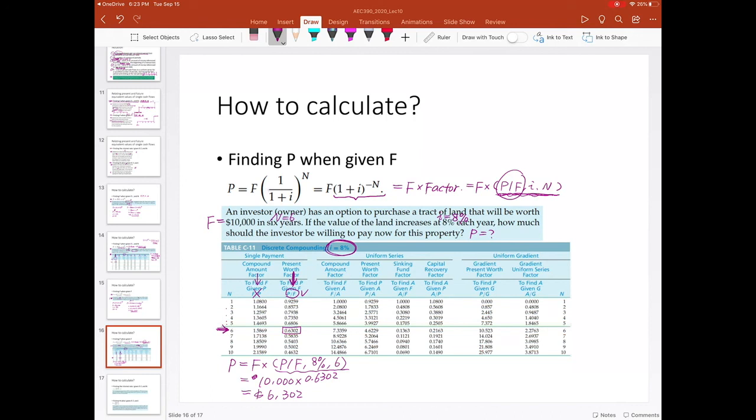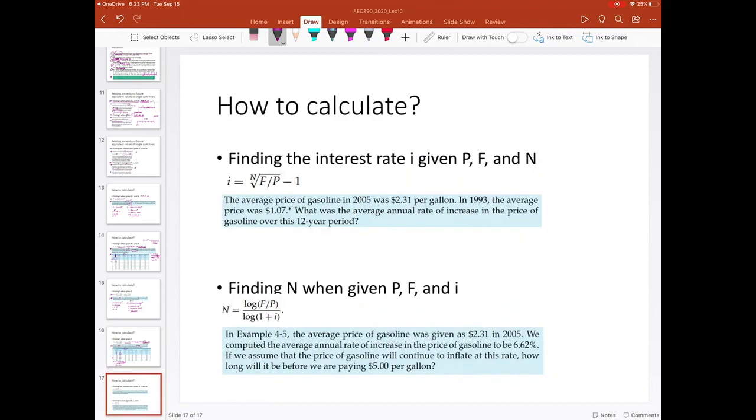So right now I want you to pause and try to practice to find out the right table for the example and to find out the right column, the right row to look at so that you can find that exact factor and then use this factor method to calculate your present value or your future value, okay? So using this table is very important.